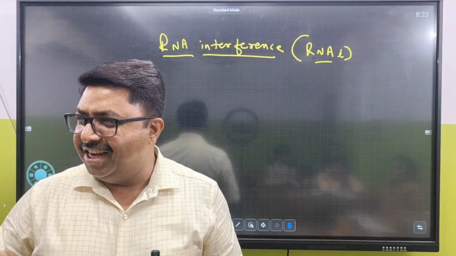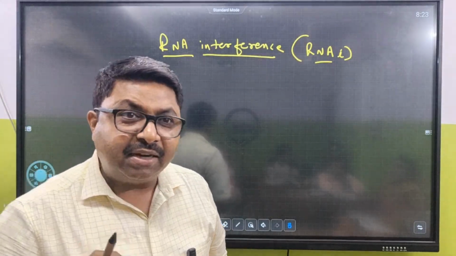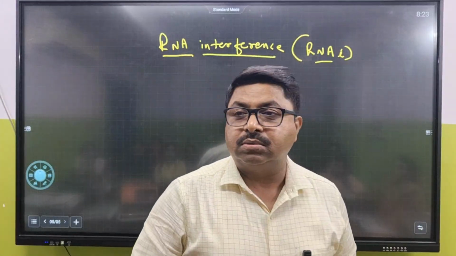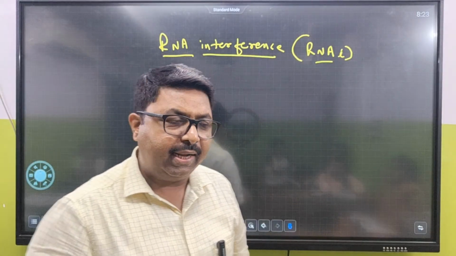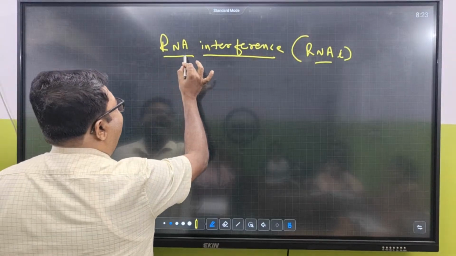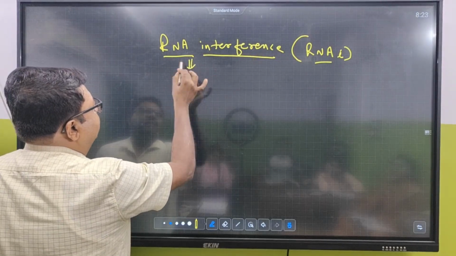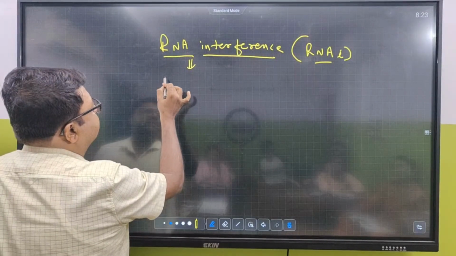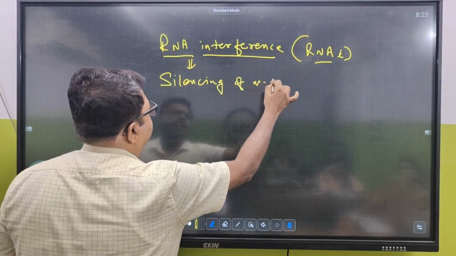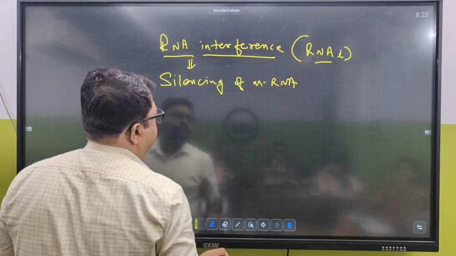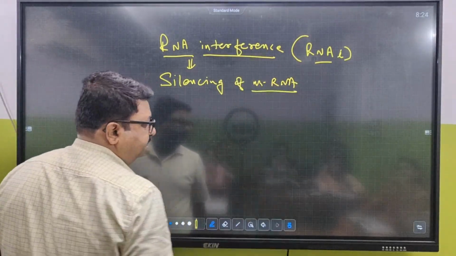Okay? Interference. Now, interference means interfering with what? With RNA. Which RNA? mRNA. RNA interference. The other term for RNA interference is silencing of mRNA. What is mRNA? The messenger RNA.